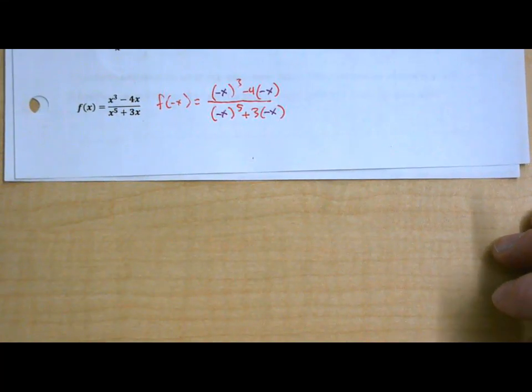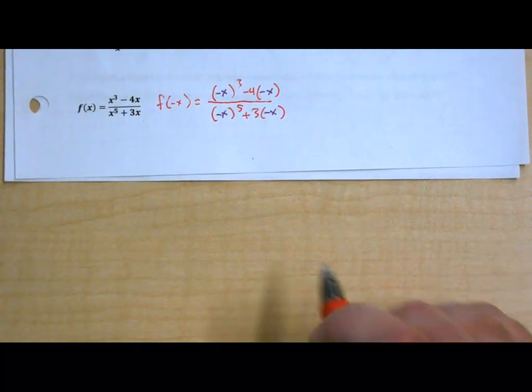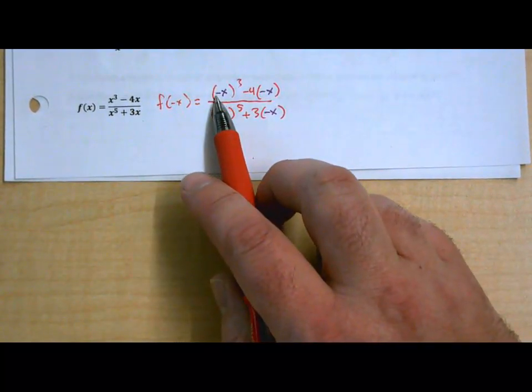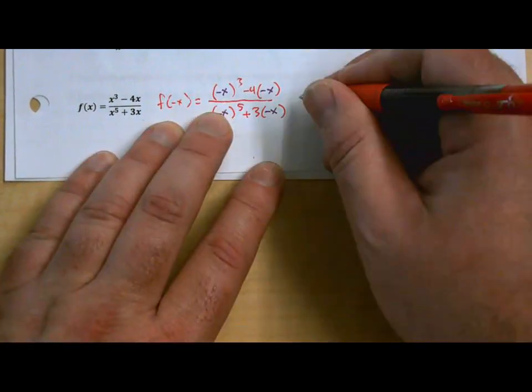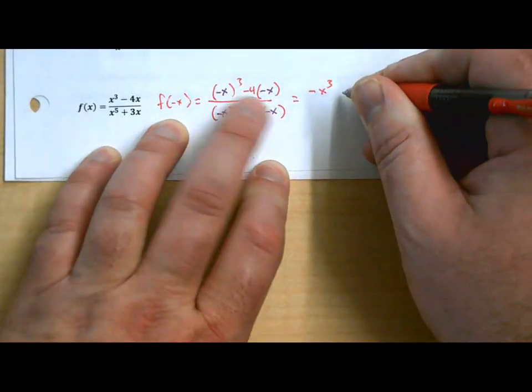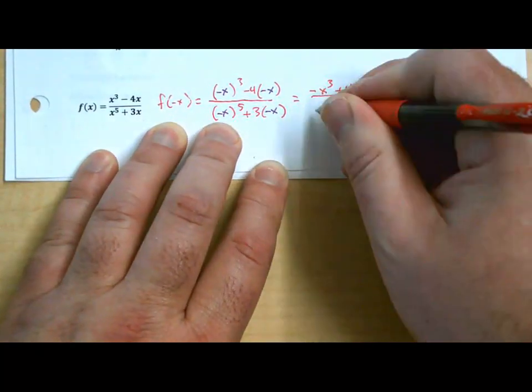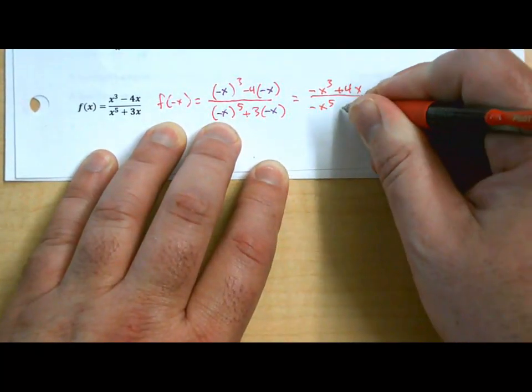All right, you guys remember the rule with the negatives and the odd and even powers? Odd power, the negative stays. Even power, the negative goes away. We've got all odd powers here, so this is going to end up being negative x cubed. We'll end up with a plus 4x. On the bottom here, we have negative x to the fifth and a minus 3x.